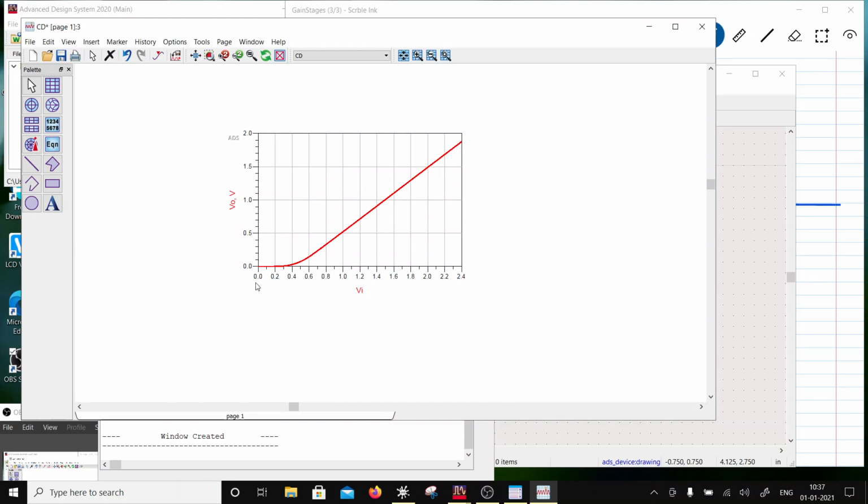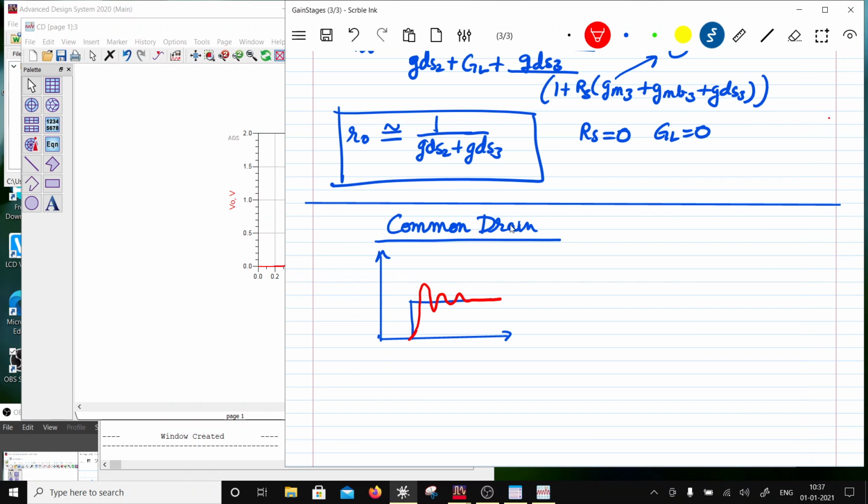Okay, so now this one has a very high input voltage range, because no matter what you do over here, the output is just going to follow it, right? So that's there. So let's just see what is the gain.